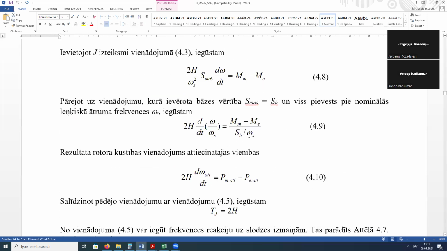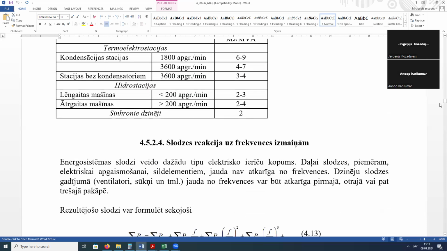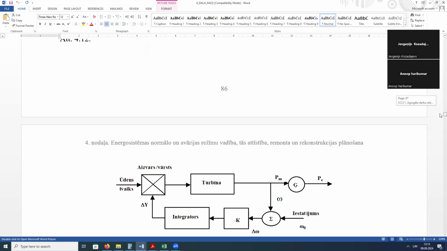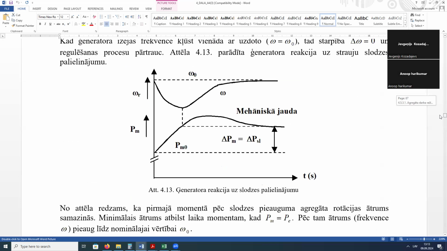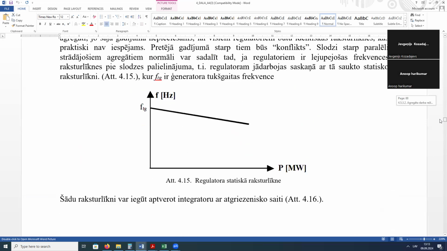Okay. This is about the inertia. The second topic, what do we need to know more about this generator? Okay.